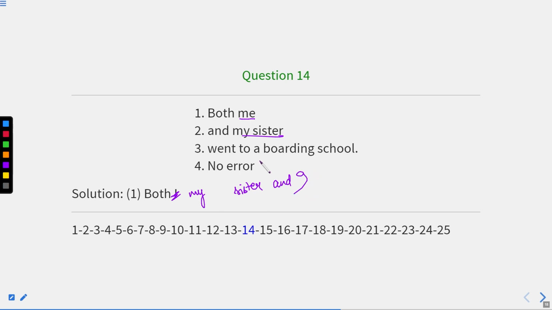Okay, but we cannot find error in two parts, so the error will be in only one part of the sentence, so this will be one, so we can write both I. Okay, so first will be the correct sentence. Now let us move to the next one.